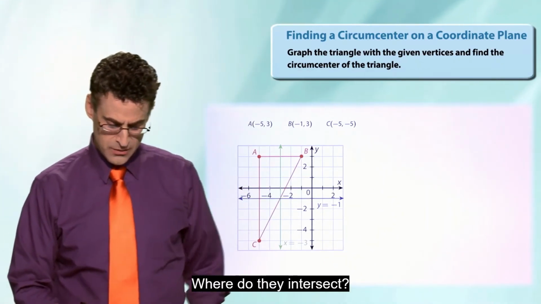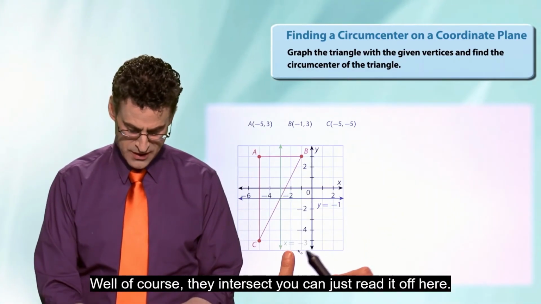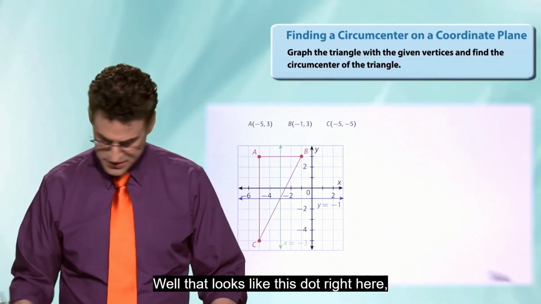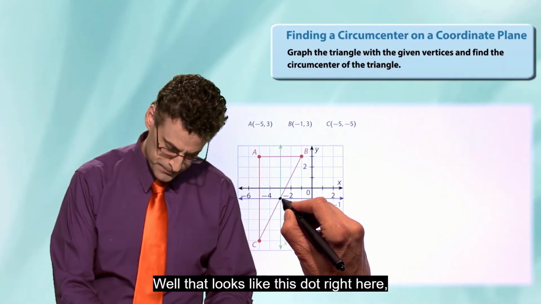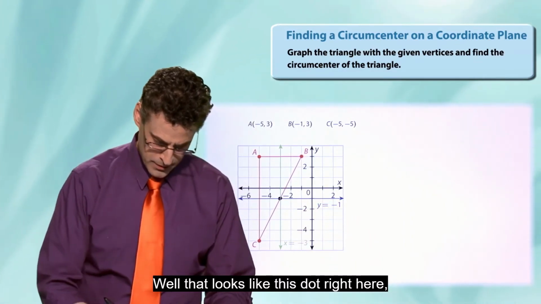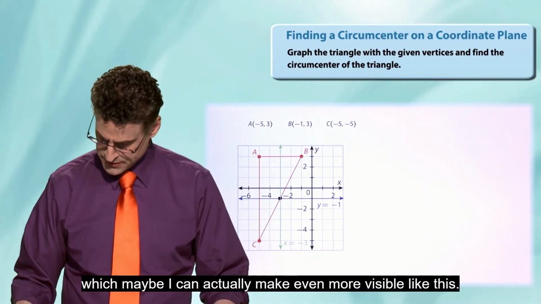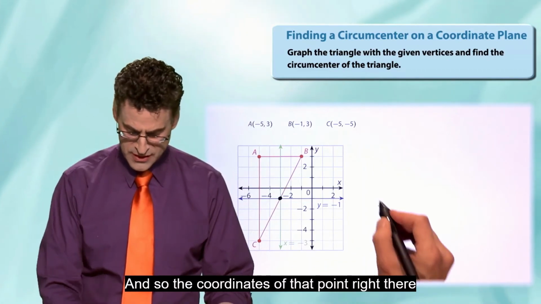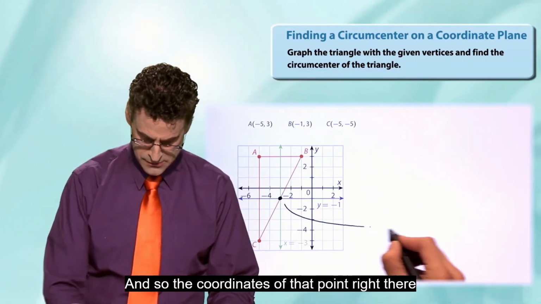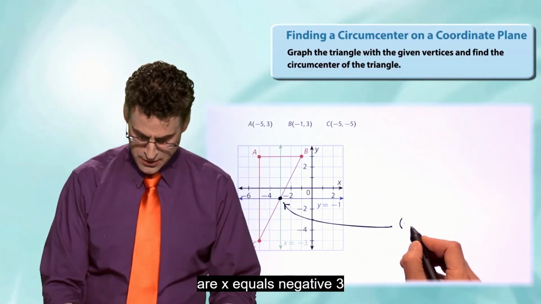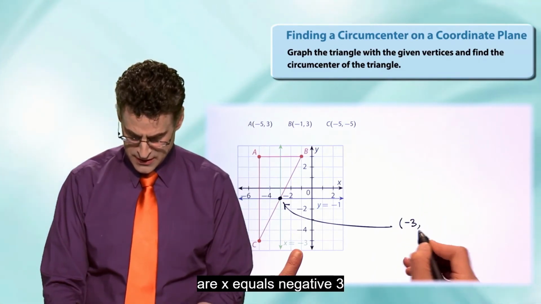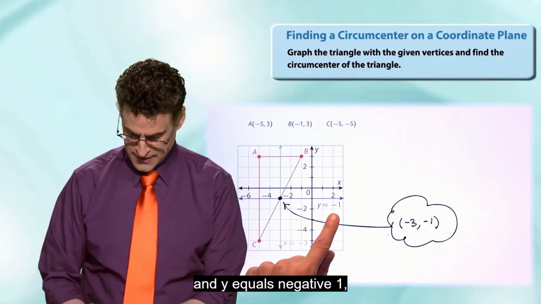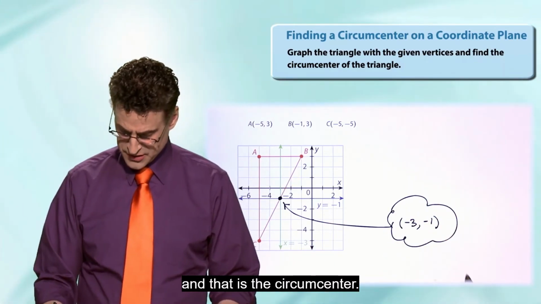And so, where do they intersect? Well, of course, you just read it off here. x equals negative 3 and y equals negative 1. And what does that look like? Well, that looks like this dot right here, which maybe I can actually make even more visible. And so the coordinates of that point right there are x equals -3 and y equals -1. And that is the circumcenter.